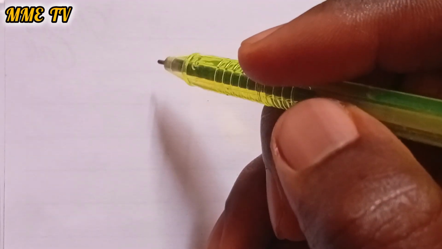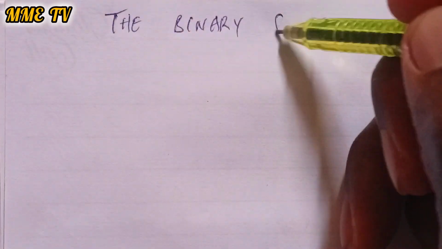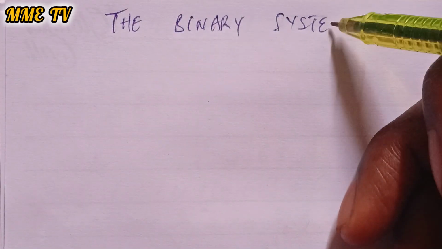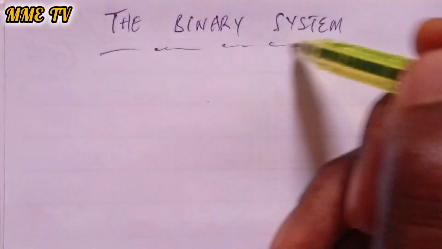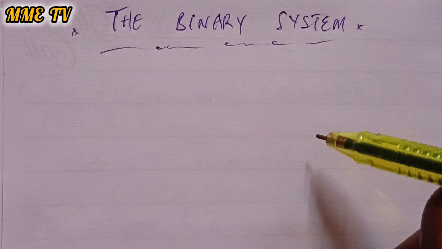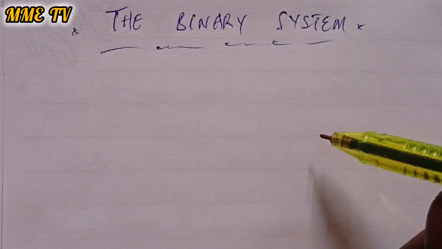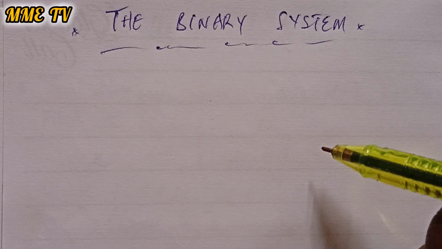Today we'll be talking about the binary system. The binary system has actually been a kind of mathematics that, to some extent, is a problem to some people, and some people still find it very easy. But I would like us to talk about it to some extent, and we'll be doing certain examples.